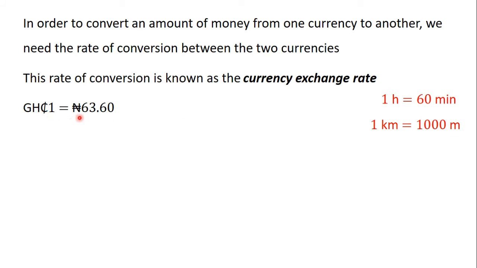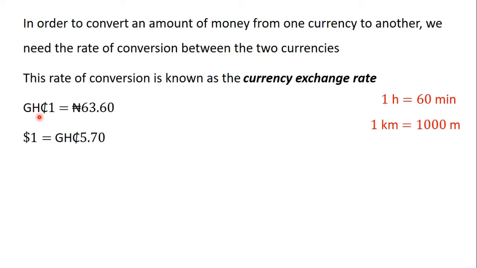Some examples are: 1 Ghana cedi is equal to 63.60 naira. Another one is 1 US dollar is equal to 5.70 Ghana cedis. The first example is the rate of conversion, or the currency exchange rate, between the Ghana cedis and the Nigerian naira. The second example is the currency exchange rate between the US dollar and the Ghana cedis. We can see from these two examples that the currency exchange rate compares the value of one currency to another.